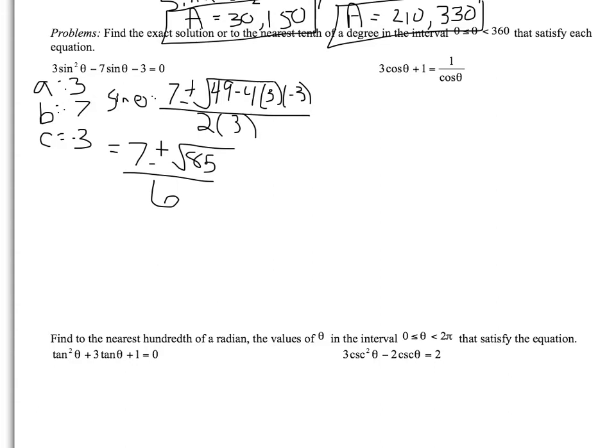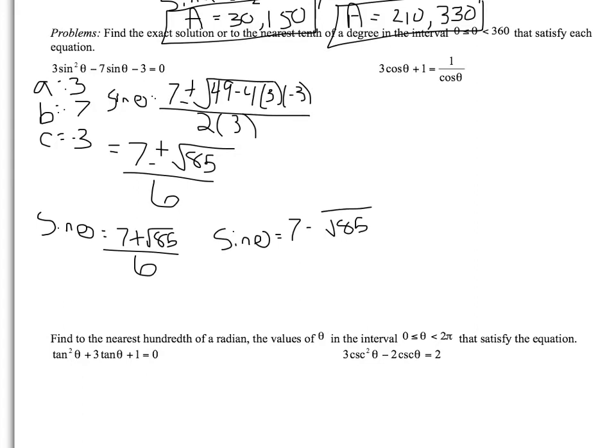At this point, I will separate it into two problems. One of them is sine theta equals 7 plus radical 85 over 6, and sine theta equals 7 minus radical 85 over 6. When you type this in your calculator, please type carefully. You will have to do your inverse sine.